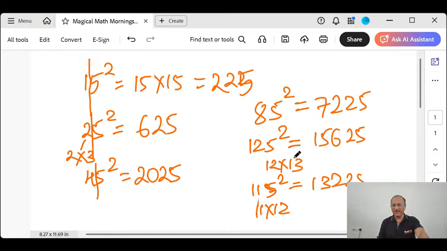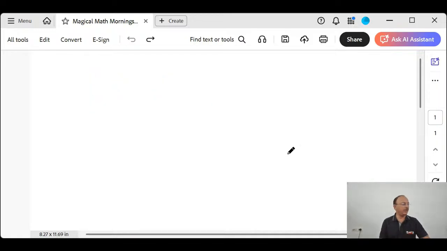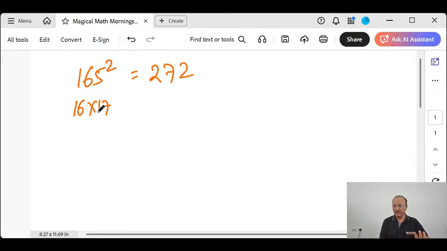Very, very easy. Can we apply this to bigger numbers? 100% yes. Suppose we want to find out 165 square. So what do we have to think in mind? 16 into 17. Use whatever methods I have taught you for multiplication to find this. 16 into 17, how do we do it? 16 tens are 160, 16 sevens are 112. Just add that, you will get 272. That's it. And followed by 25.